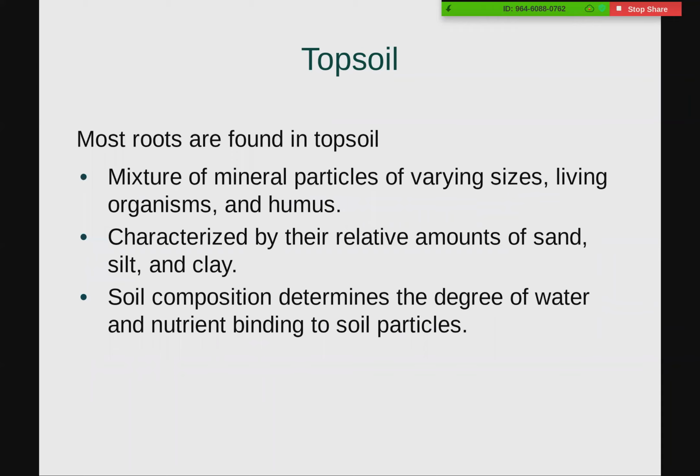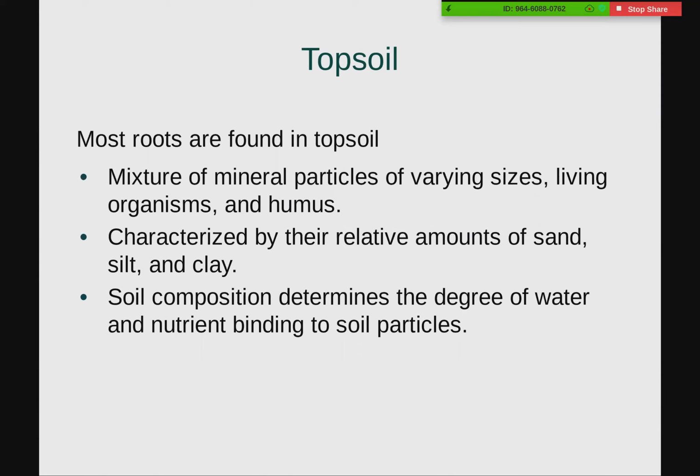Now, we're going to break the soil down into different layers, but we'll start with the most important, which we call the topsoil, which is where most of the roots are found. Plants do most of their stuff in topsoil. Now, topsoil is a mixture of minerals of varying particle size, as well as living organisms and dead organic material, which we call humus. Now, it is characterized by relative amounts of sand, silt, and clay. So the ratio of sand to silt to clay really dictates the type of soil you have.